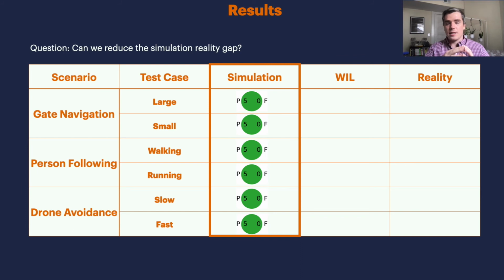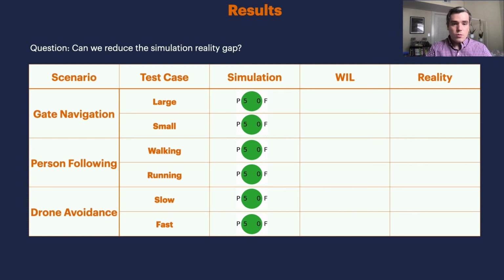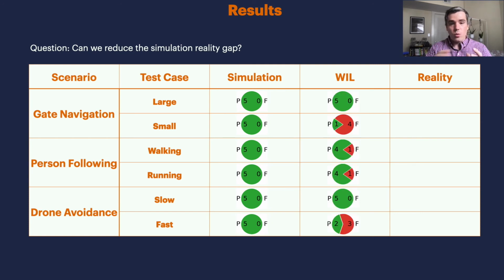And here we represent the data as a pie chart, where green represents a pass and red represents a failure. So in this case, you can see that there is no red as none of the tests failed. Then we ran each of the tests using world-in-the-loop simulation. And here you'll see that the results do not match the results we got in simulation. The data generated by world-in-the-loop indicates that only 2 out of the 6 were able to pass these tests reliably.